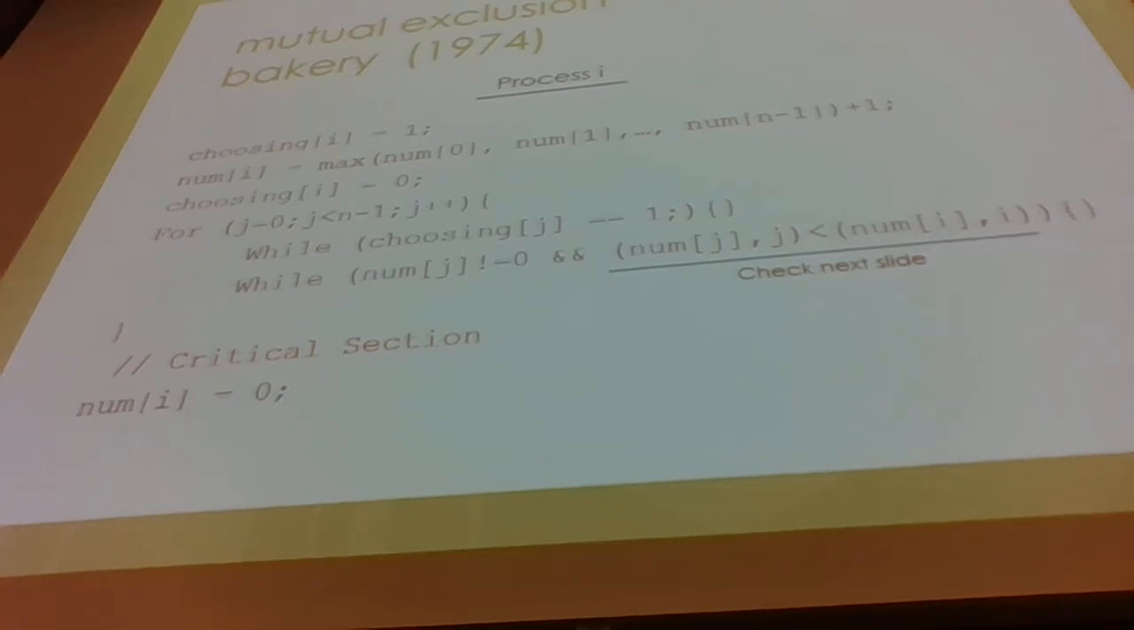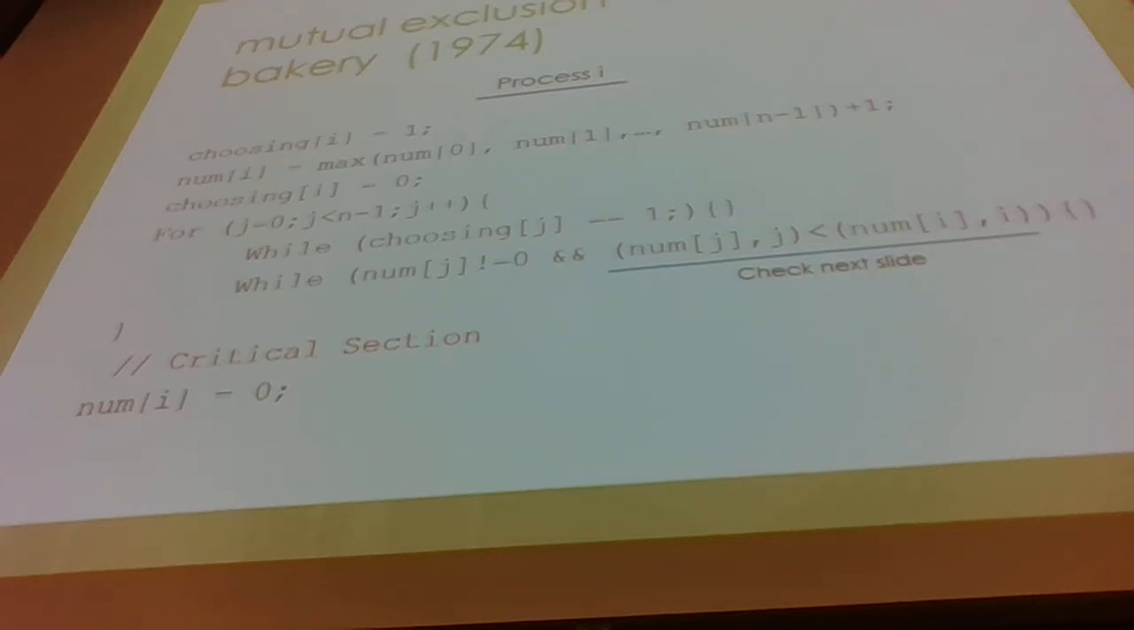And there was an easy fix to the problem. The easy fix was: don't let process J check all other processes until process I has stored the token into num. So that's why we have those choosing variables. So what do we do with choosing? Whenever you try to select a token, you make choosing equals 1, and after you are done selecting, you make choosing equals 0.